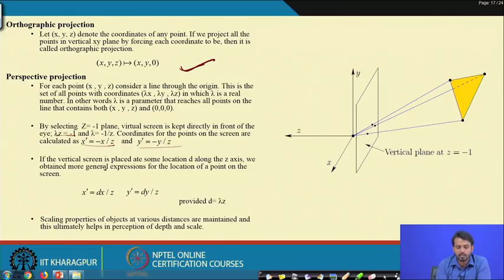If the virtual screen is placed at some location d along the z axis, because we have considered -1 here, but in case of a distance d, we obtain a more general expression for the location of a point on the screen. That means x' = dx/z, y' = dy/z, provided d = lambda z. So scaling properties of objects at various distances are maintained, and this will ultimately help in the perception of depth and scale.